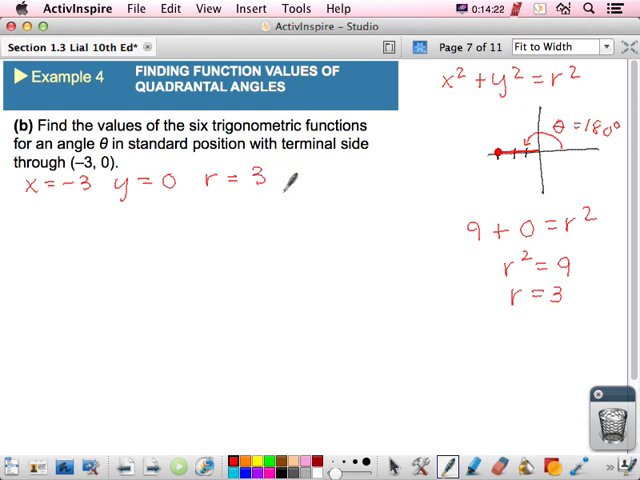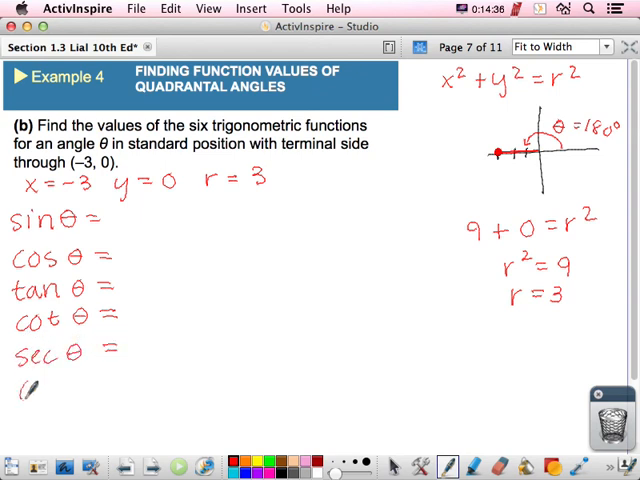All right, so let's see. We're going to find sine, cosine, tangent, cotangent, secant, and cosecant, all of theta. So we're going to do this really quick. Sine is y over r, which is 0 over 3, which is 0. Cosine is x over r. So -3 over 3 is -1. Tangent is y over x, which in this case is 0 over negative 3, which is 0.